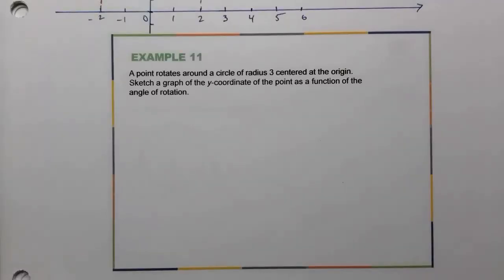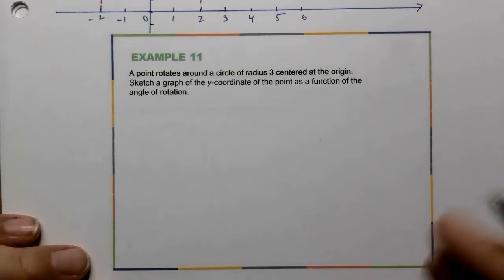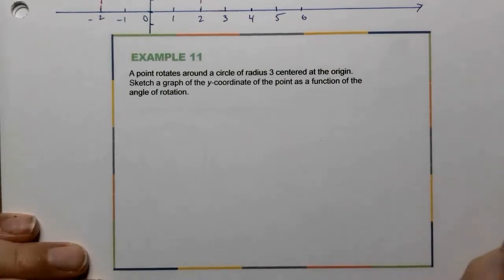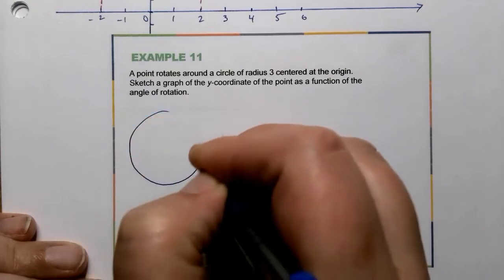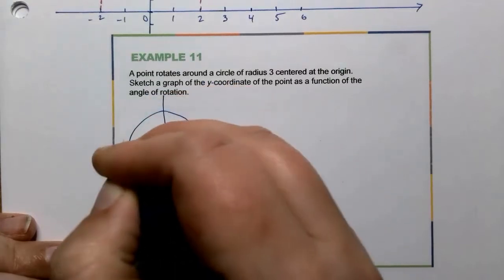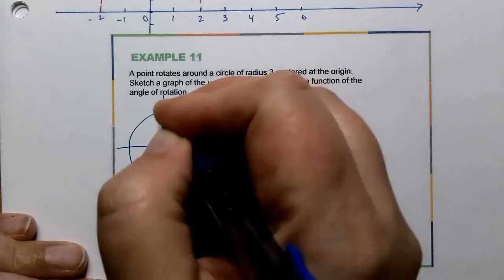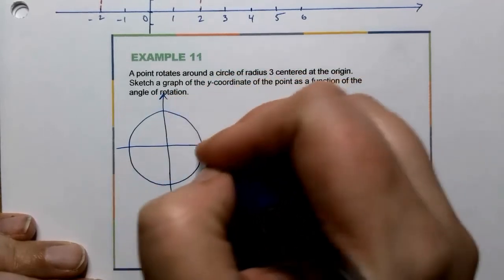All right, in this video, we're gonna go through the last few problems in this section. Example 11 says a point rotates around a circle of radius 3 centered at the origin. Sketch a graph of the y-coordinate of the point as a function of the angle of rotation. Okay, so nothing is different here except one thing.